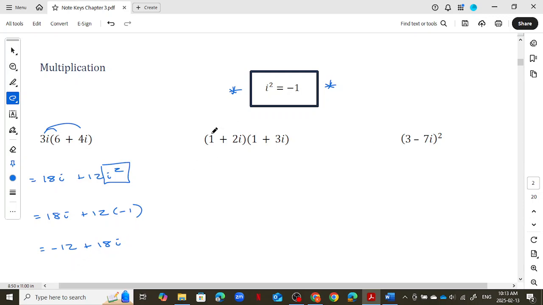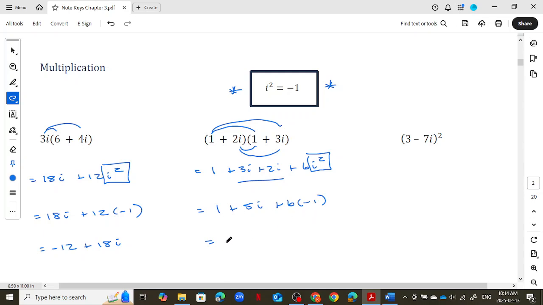Two more examples here. This one's just a giant distribution. Well, it's not even that giant, just like a FOIL. So we're going to multiply the 1 through, so we get 1 plus 3i. 2i times 1 is another 2i, and then 2i times 3i gives us 6i squared. Again, you're going to replace that i squared with a negative 1. So we have 1 plus 5i, collecting like terms, plus 6 times negative 1. So I end up with 1 minus 6 is negative 5 plus 5i.